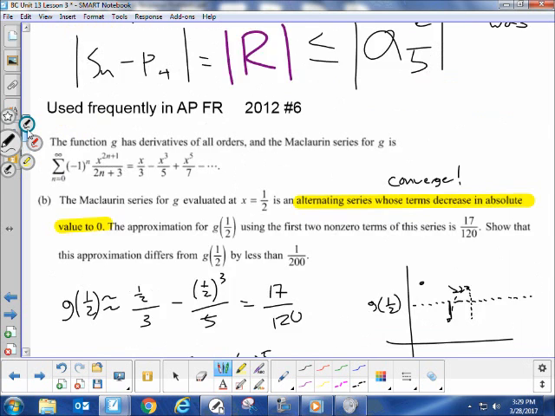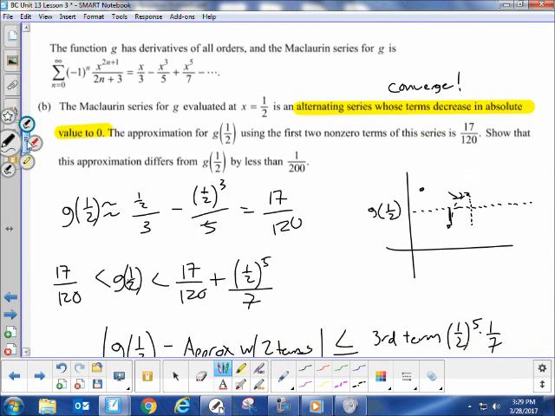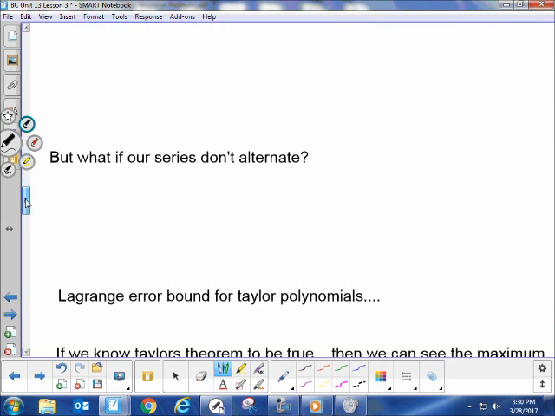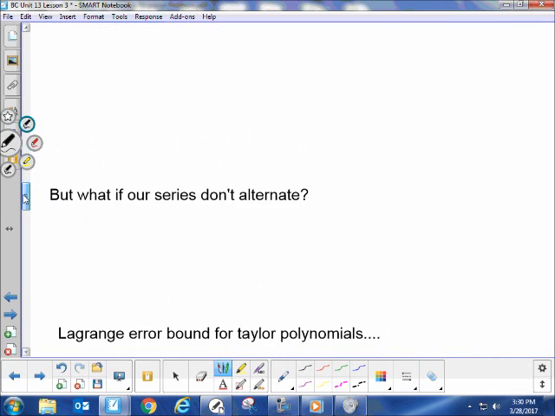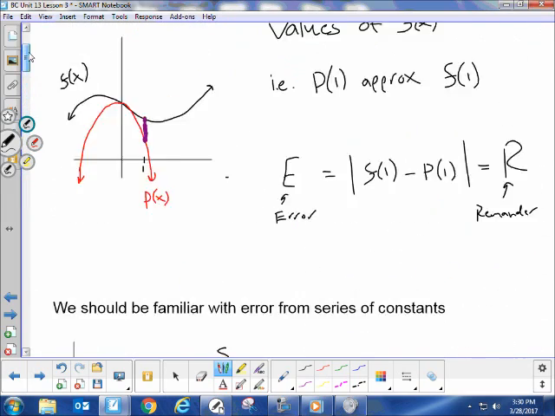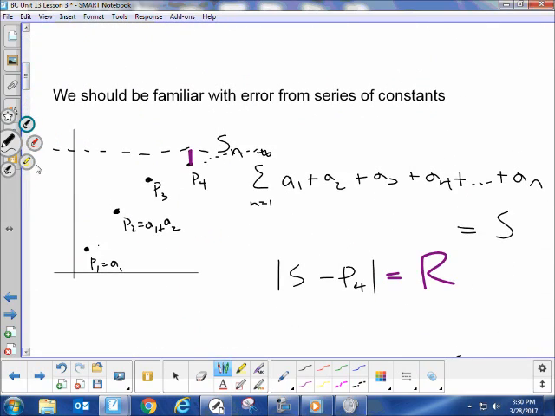Cool? So this is the concept behind it. Understand with alternating series, however much you add, that is the bounding error. But the question should become, what if our series don't alternate? How are we going to understand the maximum error that we can have? If we go back to series like this, how do we understand that, oh, well, I know that we have to be within this much? Well, where does that come from?